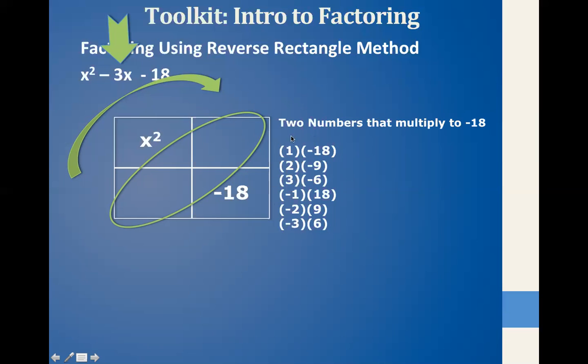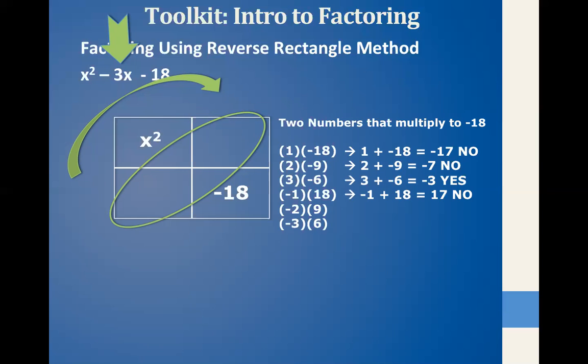Here's my list of pairs of numbers that multiply to negative 18. I'm going to check each of them and see which one adds to negative 3. Let's see, which one of these adds to negative 3? Okay, it looks like 3 plus negative 6 equals negative 3. So this pair works, and that is what I'm going to use to fill in my middle boxes. I put 3x here and negative 6x here. That way, when I combine these terms, I will get negative 3x.